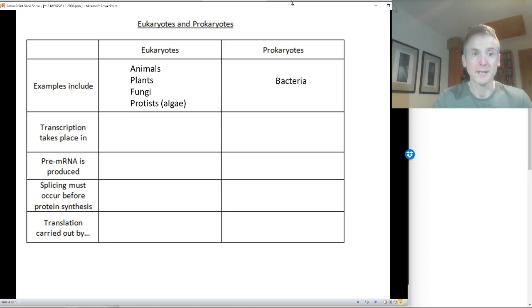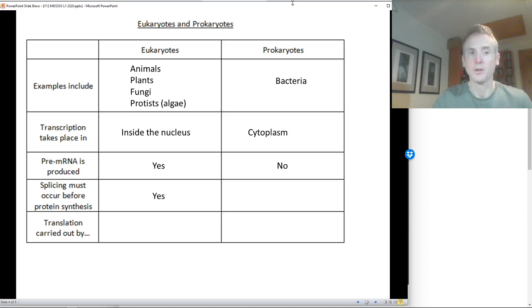Where does transcription take place in eukaryotes? Well, that's inside the nucleus. And where does it take place in prokaryotes? Well, they don't have a nucleus, so it must be somewhere in the cell, and all they have is cytoplasm. Is pre-mRNA produced in eukaryotes? Yes, it is. Is it made in prokaryotes? No, it's not. There'd be no point going through this if there wasn't a major difference between them, and that's the major difference. They don't make pre-mRNA. Because we do, as eukaryotes, we need to do splicing: remove the introns, connect the exons to make mRNA from pre-mRNA.